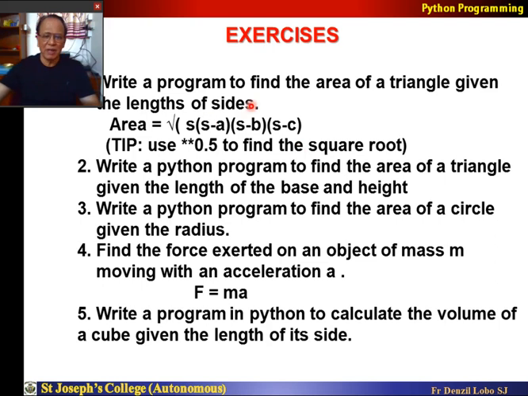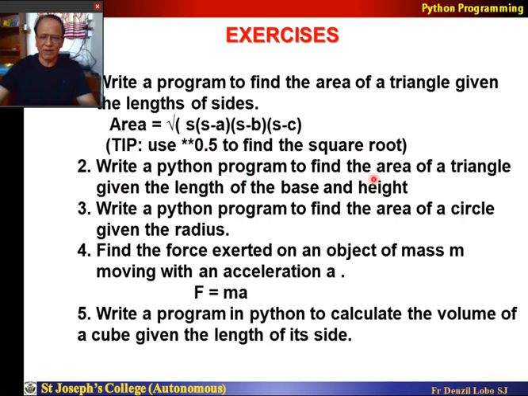So for example, here, write a program to find the area of a triangle given the lengths of sides. A, B and C are the lengths of sides. You find that the area is the square root of s into s minus a, s minus b, into s minus c. What is s? s is equal to a plus b plus c divided by 2. So you have to get the values for a, b and c, calculate the value of s and substitute that value of s in this. Please note again, this is mathematics. You have to convert that into an assignment statement. s into, that operator symbol has to come. Then use star star 0.5 to find the square root.